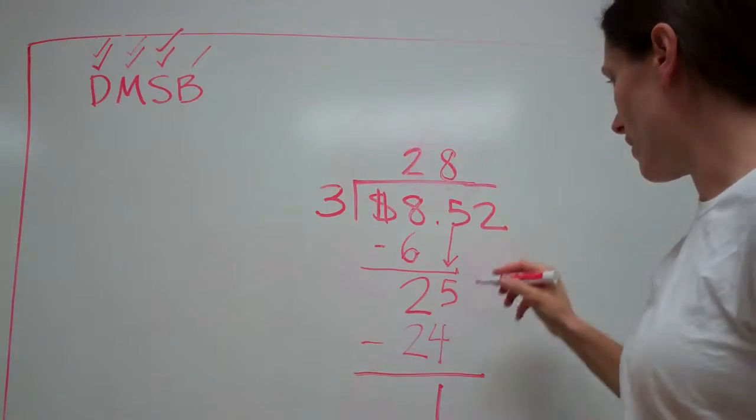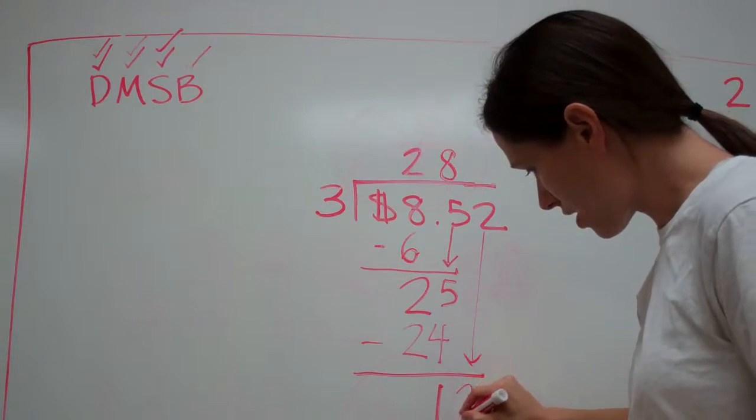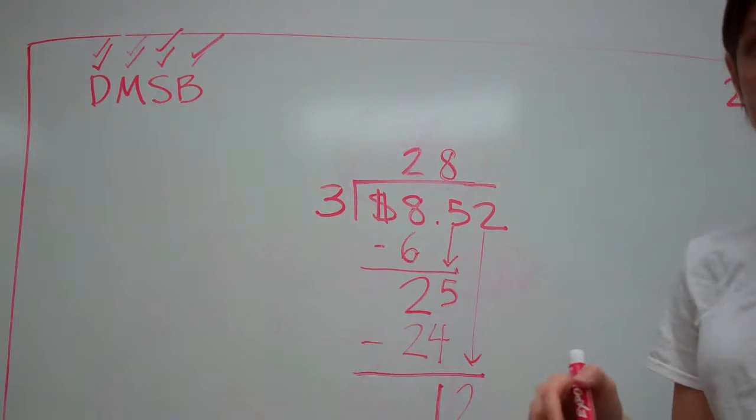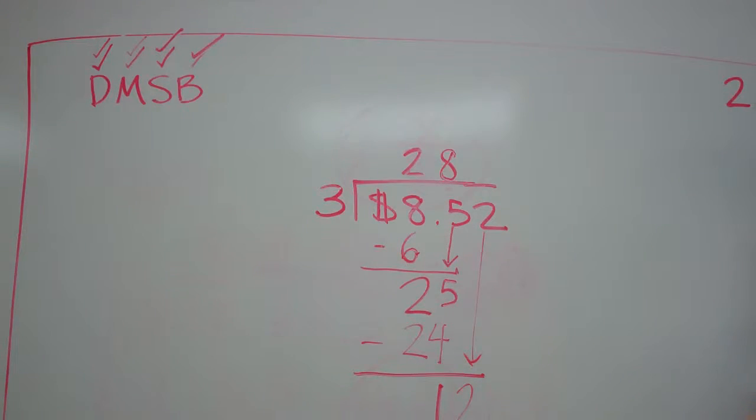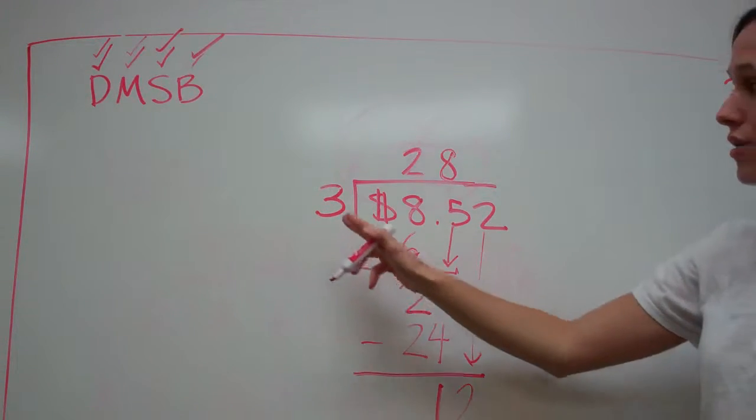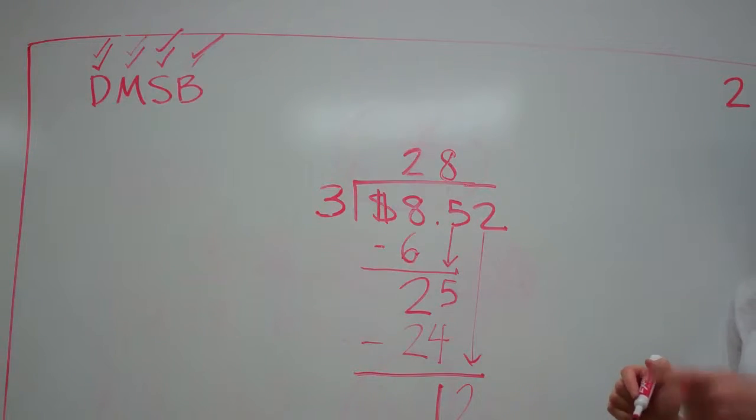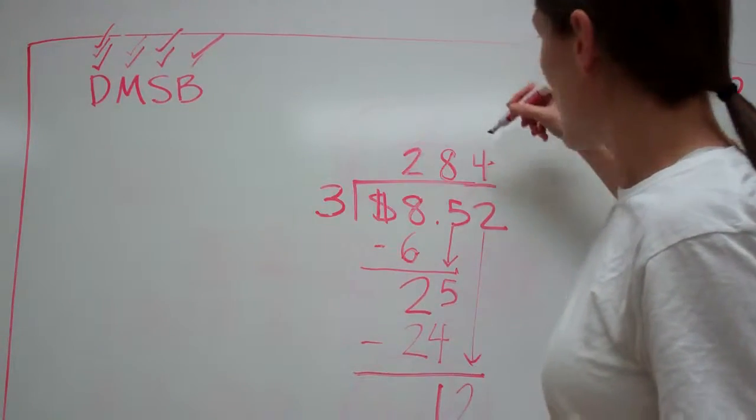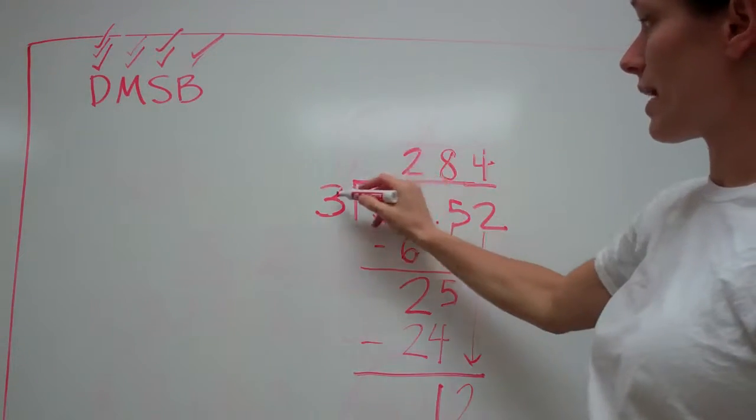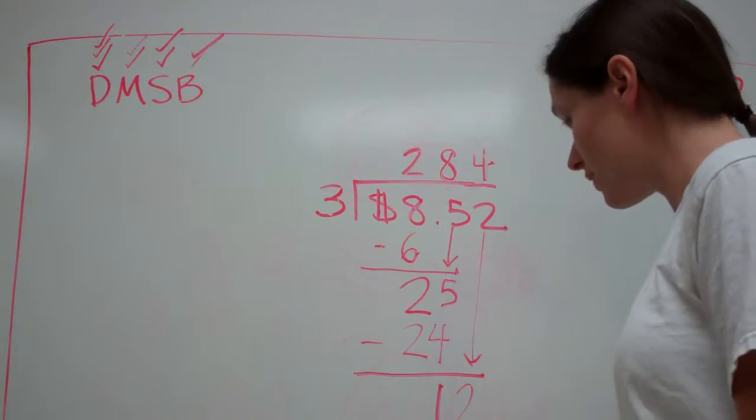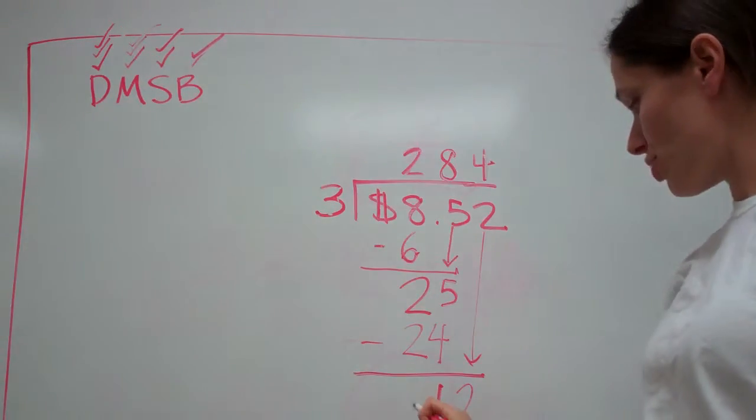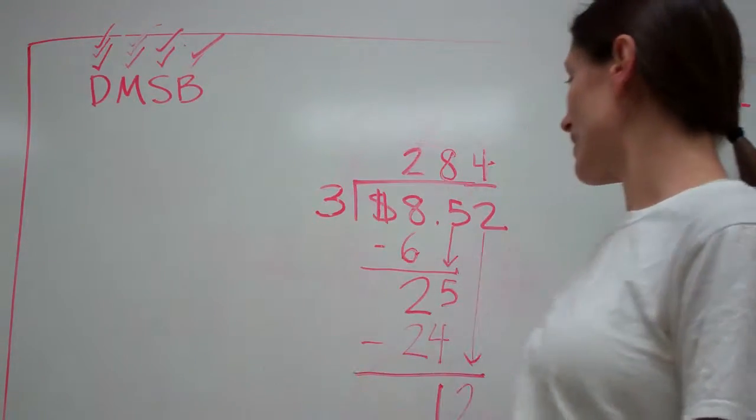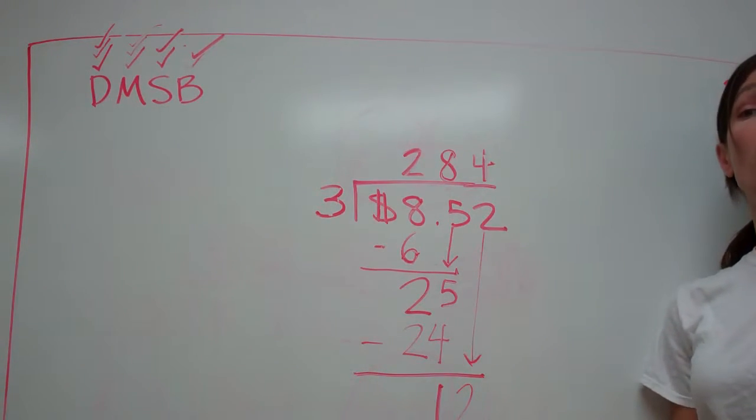Now what are we going to do? Bring down. Bring the 2 down. Then we're going to divide again. We start all over again. This is our new number, 12. 3 will go into 12 how many times? 4. 3 times 4 is 12. We divided. We have no remainder. Now we multiply. 4 times 3 is 12. Now we're going to subtract. 0. Is there anything else to bring down? No. That means you're done.